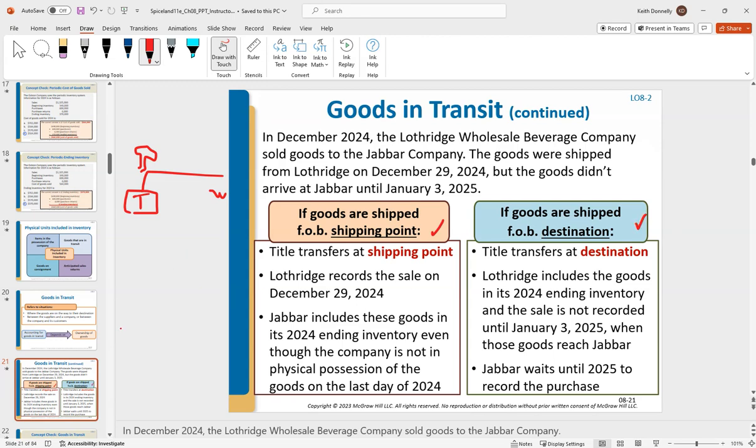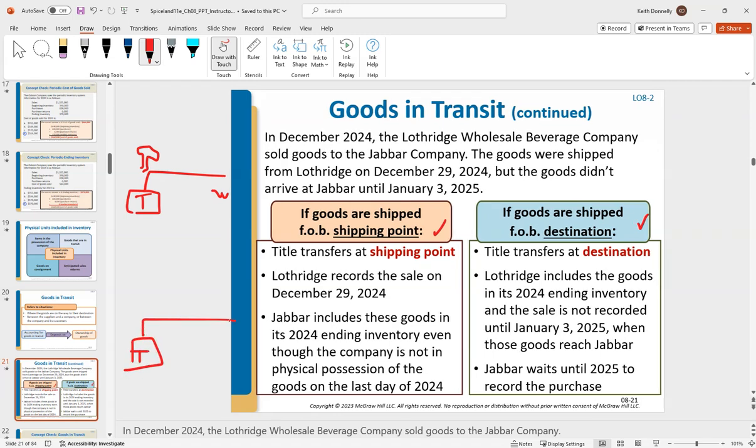On the flip side, you have FOB destination, which says, hey, t-shirt company, this is your inventory unless and until it reaches Walmart. In other words, from Walmart's point of view, unless and until you get it, it's the other guy's.